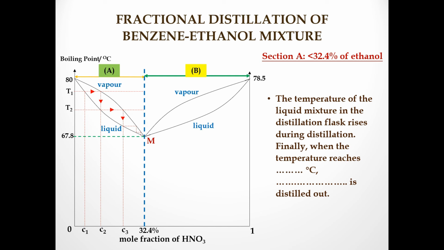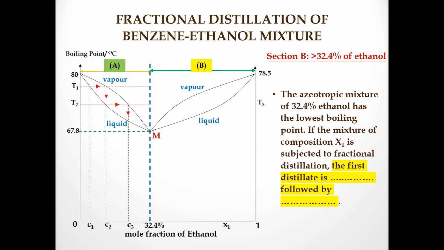And then the temperature of the liquid mixture in the distillation flask rises during distillation. Finally, when the temperature reaches the boiling point of benzene, the pure benzene is distilled out. Now we look at section B, which is more than 32.4%. The azeotropic mixture of 32.4% of ethanol has the lowest boiling point. If the mixture of composition X1 is subjected to fractional distillation, the first distillate is the azeotropic mixture followed by the ethanol.